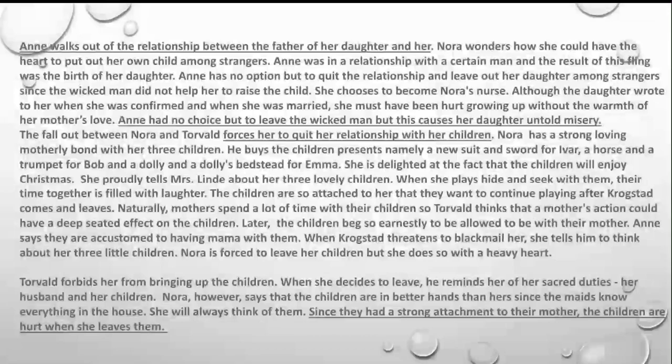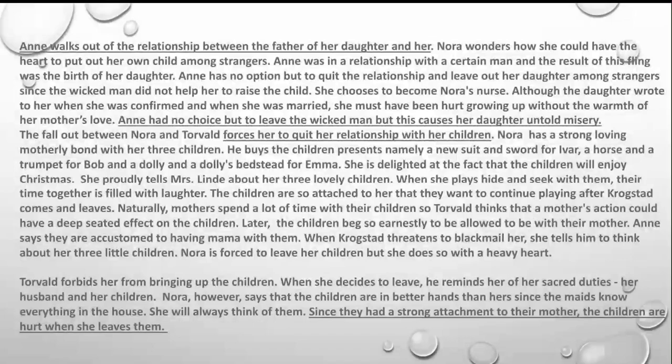She chooses to become Nora's nurse, although the daughter wrote to her when she was confirmed, and when she was married, that she must have been hurt growing up without the warmth of her mother's love. Anne had no choice but to leave the wicked man, but this causes her daughter untold misery. The fallout between Nora and Torvald forces her to quit her relationship with her children.